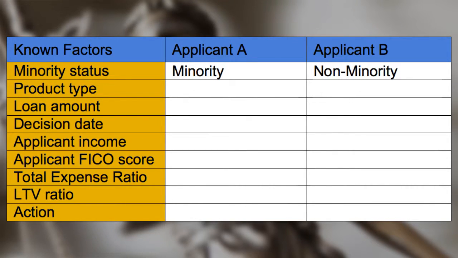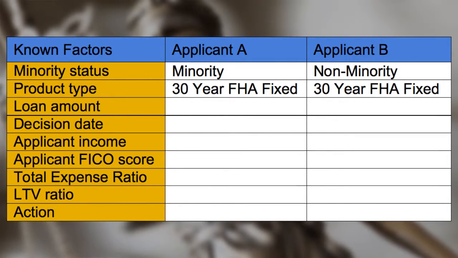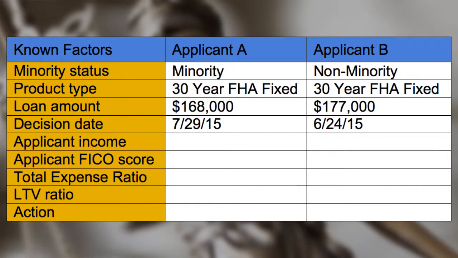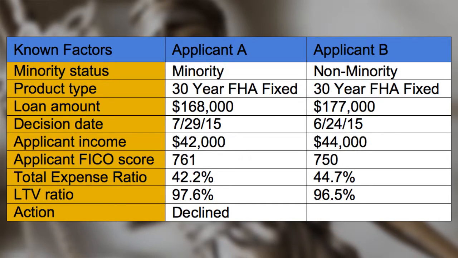Consider this example of a comparison between a minority applicant and a non-minority applicant and the decisioning. Applicant A is a minority applicant and applicant B is a non-minority applicant. Both applied for the same loan product of similar amounts around the same time frame. Both had similar income, credit score, expense ratios, and loan-to-value ratios, so the data would expect that both borrowers would be treated the same. However, the minority applicant was declined and the non-minority applicant was approved.